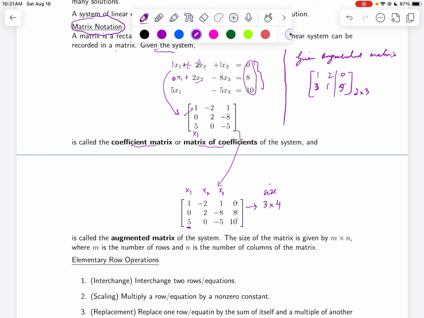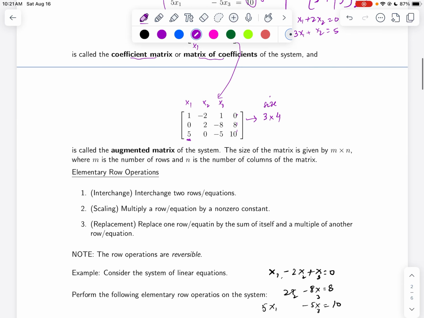So here we have a 2 by 3, which means we have a system of two equations in two variables. So I have x1, x2. I can write my equations back: x1 plus 2x2 equals 0, and 3x1 plus x2 equals 5. So you should also know how to go back.